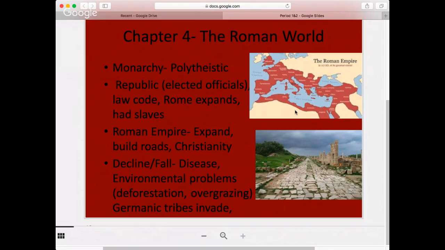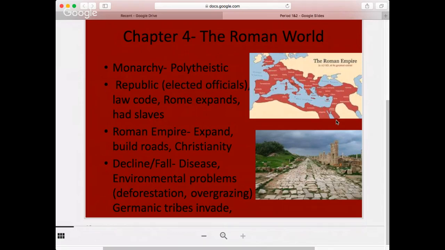And then they turned into a republic where they elected officials. It was more like a democracy, not really, but kind of. They had a law code, they expanded, they had enslaved people. And then third, Rome turns into an empire. Kind of goes back to being like a monarchy where they've got one leader. And that's where they finally expand to where it looks like this.